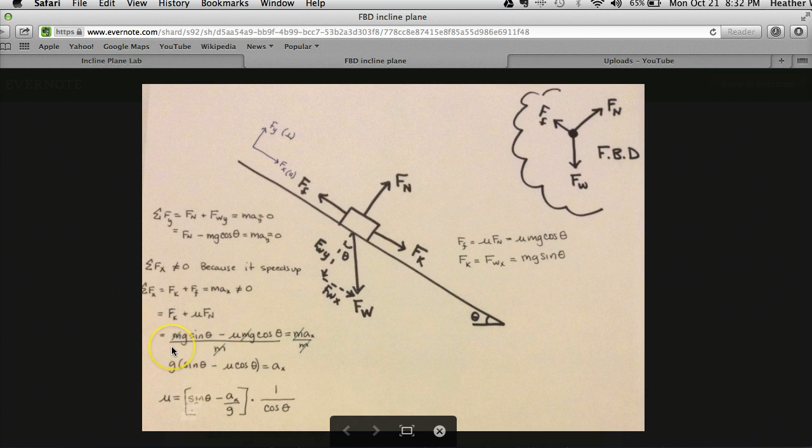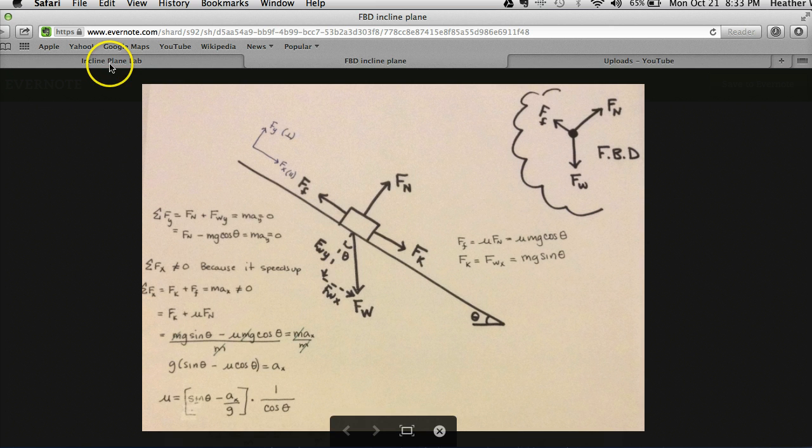So we put this all into our equation. mg sine theta minus mu mg cosine theta is equal to mass times acceleration. Since we have mass on both sides, we can cross it out. So we can see that it is mass independent. Then we are left with g times (sine theta minus mu cosine theta) is equal to the acceleration. And if we wanted to solve for mu, then we just do a little bit of algebra: sine theta minus a sub x over g, times 1 over cosine theta. And that would give us our mu. This is what it looks like in terms of drawing it out.